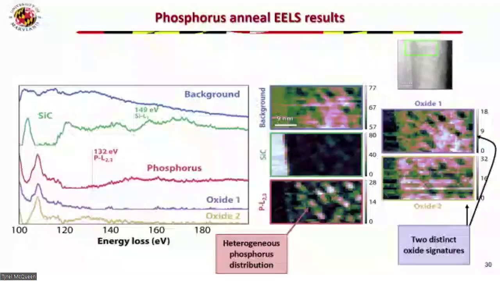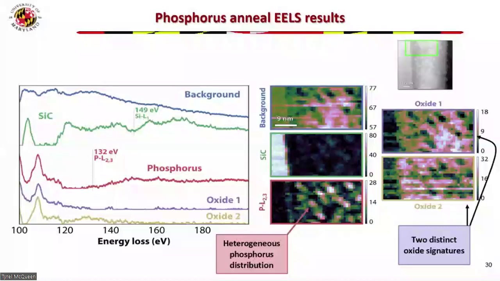In this case there are several components when we do the principal component analysis. Of course, there's always a background. There's a silicon carbide signal. And for the phosphorus, it looks really, really weak. Here is where the phosphorus L23 edge is. If we map this out, we can see these clusters of about 3 nanometers in diameter, and some weaker signal all through the silicon dioxide.